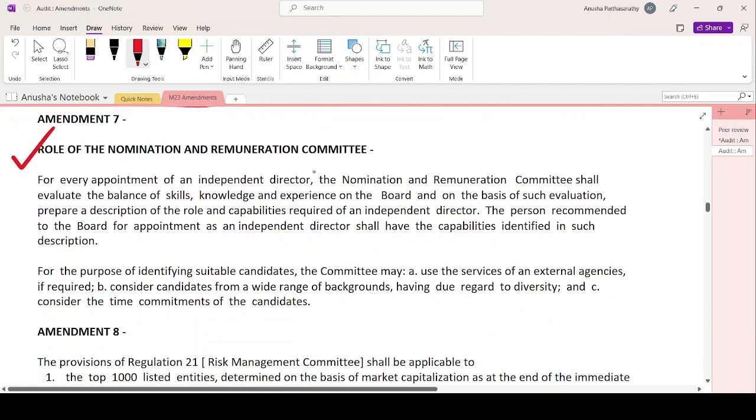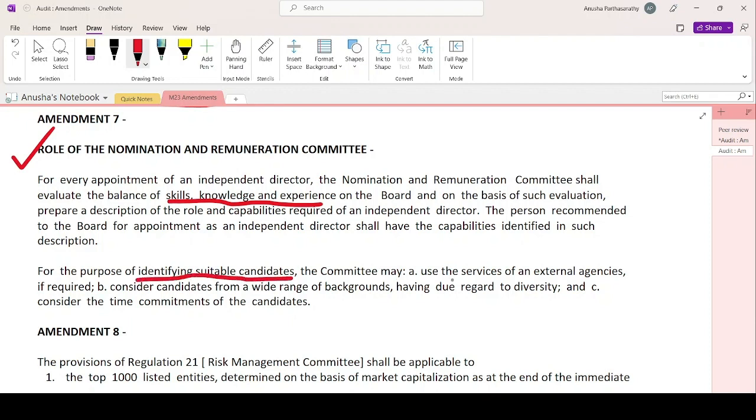Let's check it. For every appointment of an independent director, the nomination and remuneration committee shall evaluate the balance of skill, knowledge, and experience on the board, and on the basis of such evaluation, prescribe a description of the roles and capabilities required of an independent director. The person recommended to the board for appointment as an independent director shall have the capabilities identified in such description. See, what I have to do, being in the nomination and remuneration committee, is list out the requirements to be an independent director, the required skill, knowledge, and experience. And if I'm going to suggest some candidate, that person should also qualify all these requirements. Only then could I make the recommendation.